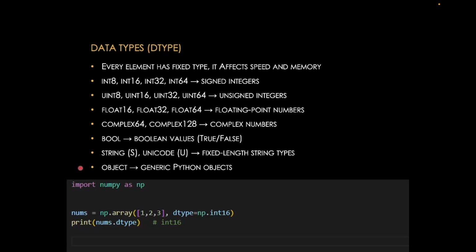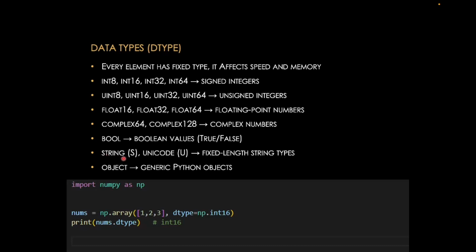A NumPy array can store only one type of element, but it provides a lot of data types. Like for integer, it provides int8, 16, 32 and 64. We can use it as per our requirement. For unsigned, it has uint8, 16, 32 and 64. For floating, complex, bool for boolean, string for string.